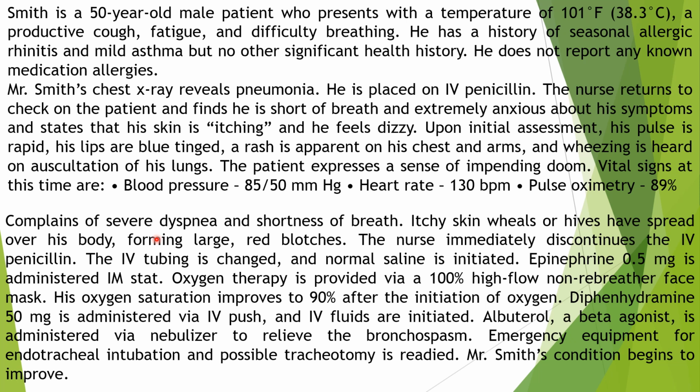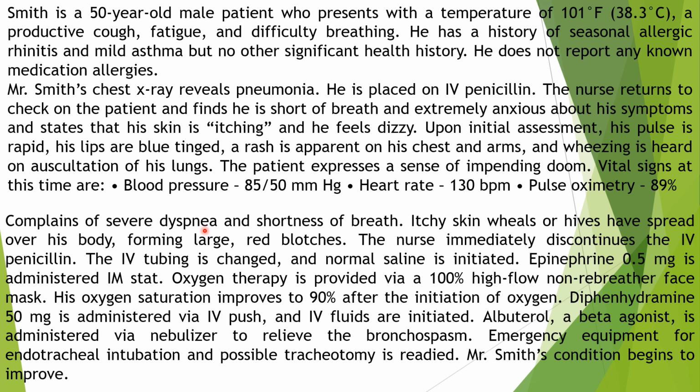Vital signs at this time are BP 85/50 mm Hg, heart rate 130 beats per minute, and pulse oximetry shows 89%. So what we can understand is the patient came to the hospital, and when IV penicillin was given, the patient started with certain symptoms. So this is an example of an anaphylactic reaction that has happened for the patient. The patient complains of severe dyspnea and shortness of breath. Itchy skin wheals or hives have spread over his body, forming large red blotches.